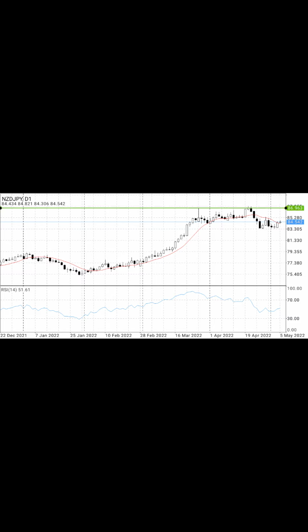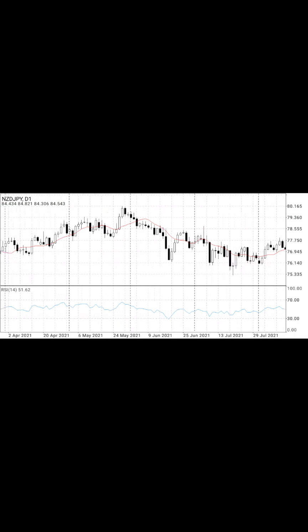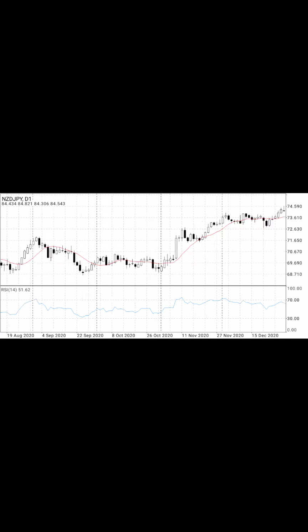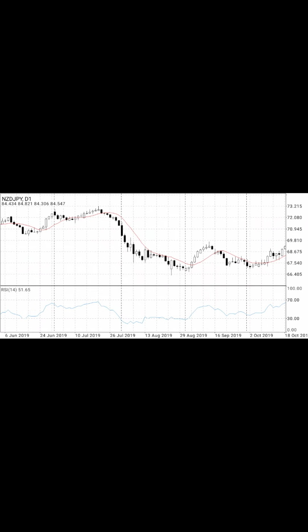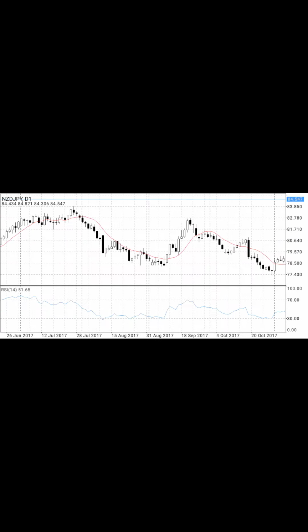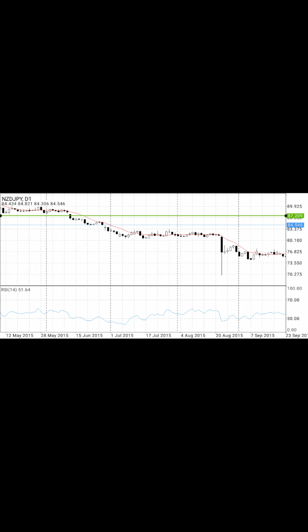So we can spot significant resistance here. Okay, let's go back and see how significant it is. This is the 1 day time frame. It seems pretty significant because price broke above the resistance line on 15th July 2015.